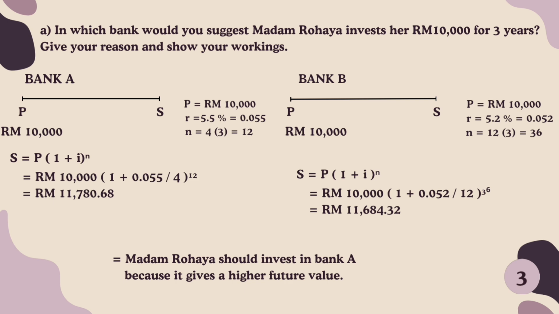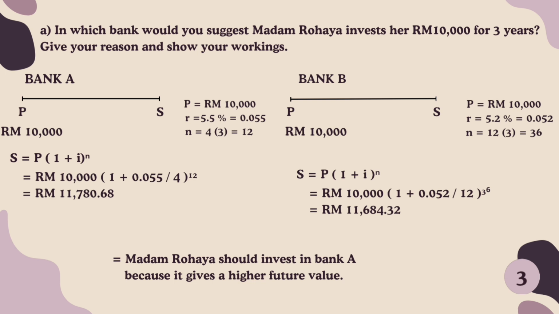This is the answer. This type of question must do a comparison between Bank A and Bank B. The formula we use is S equal to P in bracket 1 plus I the power of N. P is 10,000 ringgit, I is K divided by M, so 0.055 divided by 4. N equal to 4 multiplied with 3 equal to 12. So let's calculate the answer.